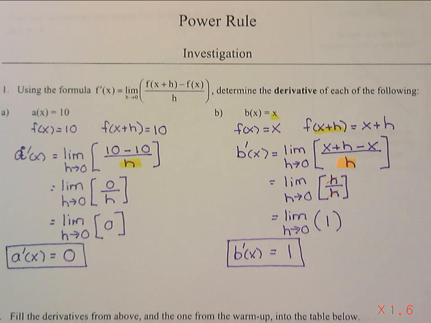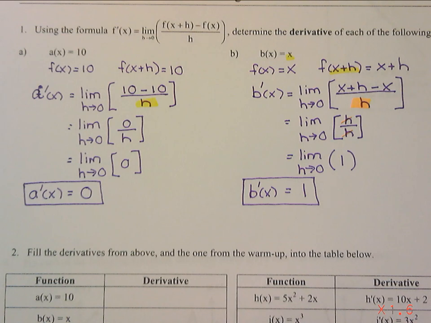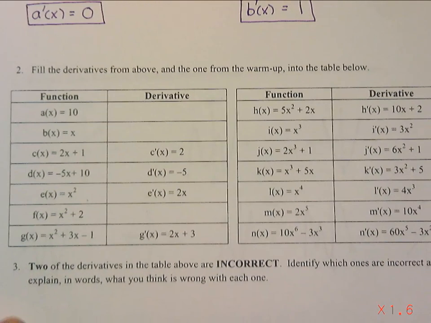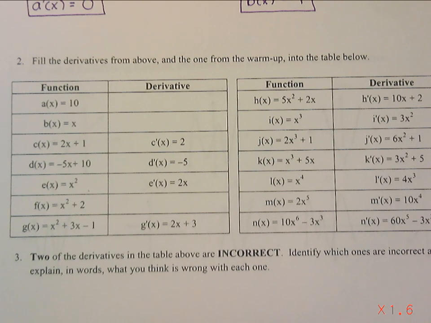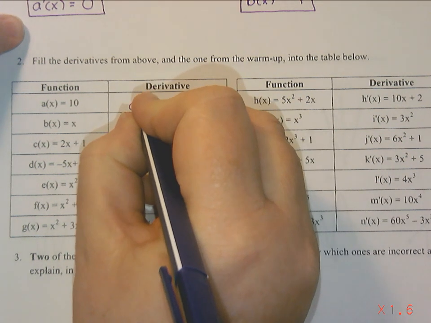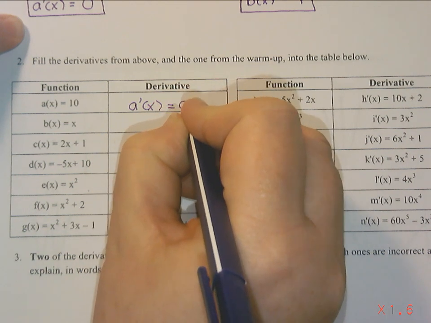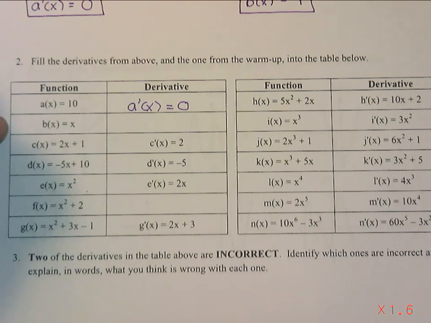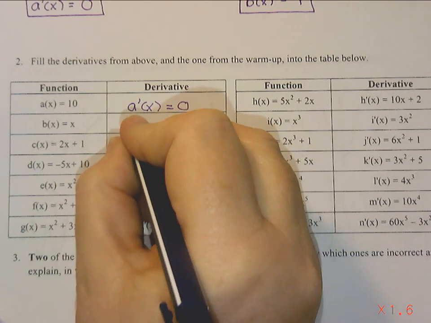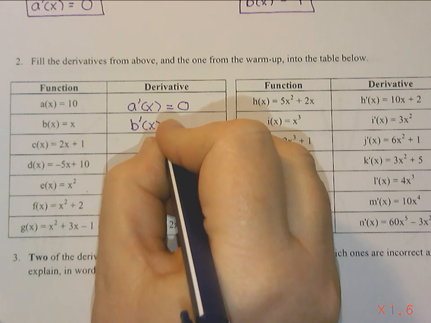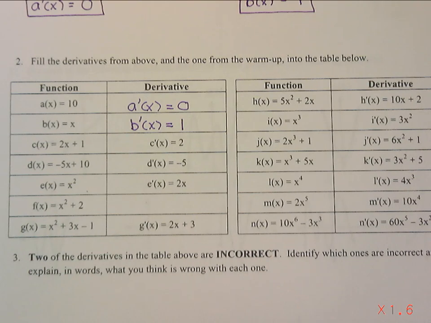Okay, so question number 2 asks us to take what we just did and fill in the table below. So you'll notice there's a whole bunch of functions. I've calculated the derivatives of a lot of them for you. We've got a of x equals 10. That was our very first one, which the derivative is 0. So a prime of x was 0. And then b of x was x. That was the other one that we just did. So b prime of x equals 1.